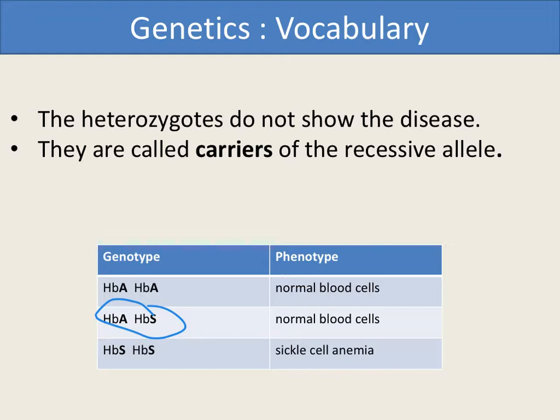Depending on the environment they're in, if you get HBA, and the father's HBA, and you're in an area where there's no malaria, the best fitness is normal alleles, HBA, HBA. If you're in an area where there's malaria, the highest fitness is HBA, HBS, because they won't be infected by the malaria parasite.